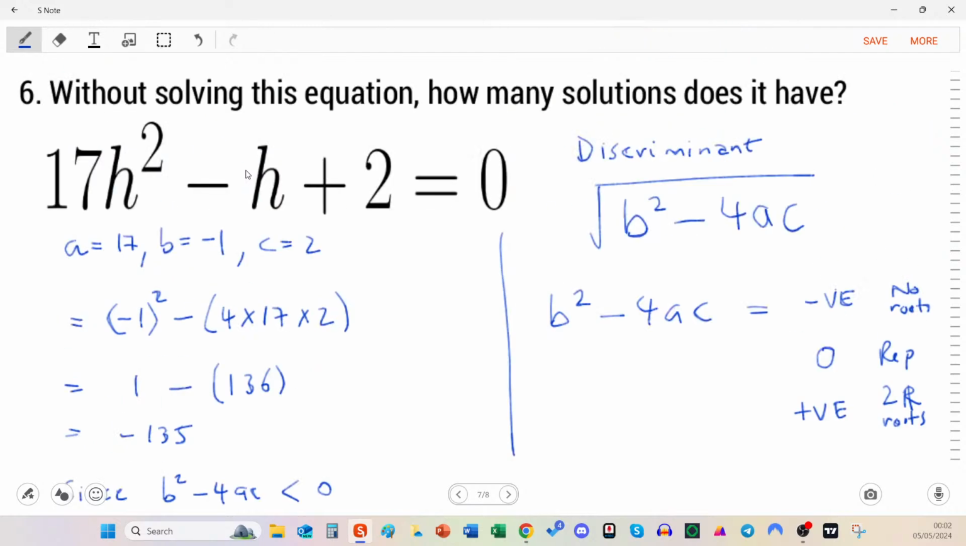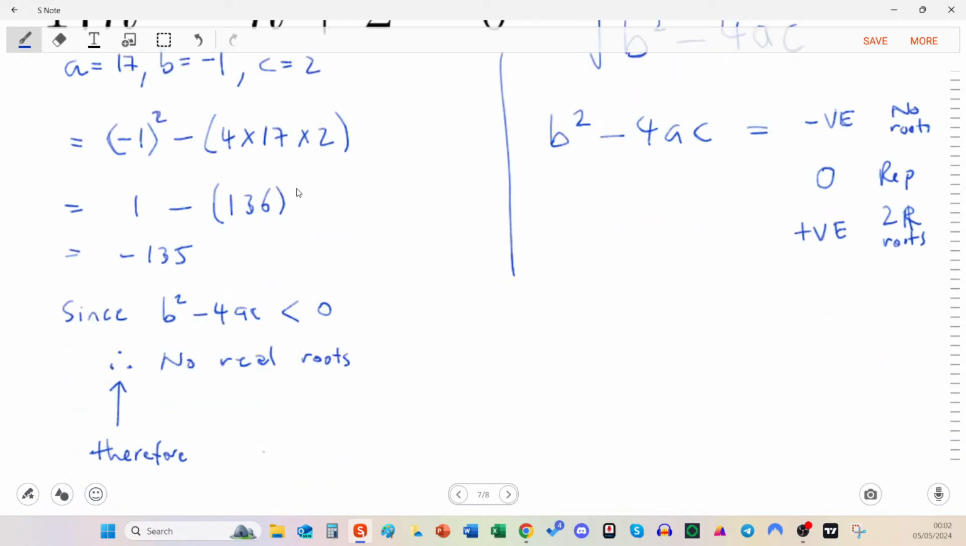All right, so that's discriminant analysis, because we're using the discriminant to see how many solutions this has before actually solving it. It can be useful if you don't want to go through those long methods. And beforehand, you can just see, is it actually worth seeing if it can be factorized before actually doing it? All right, cool. Last one.